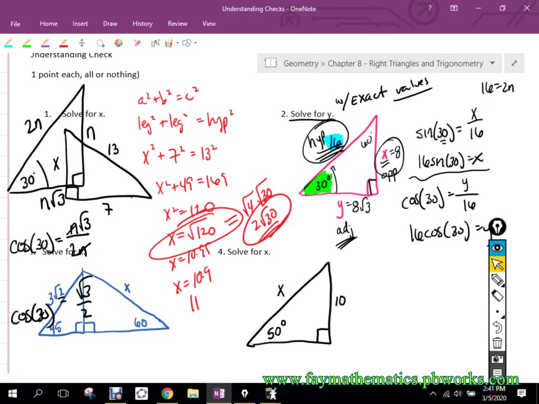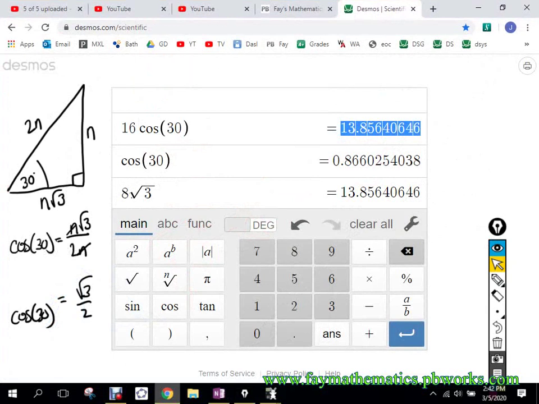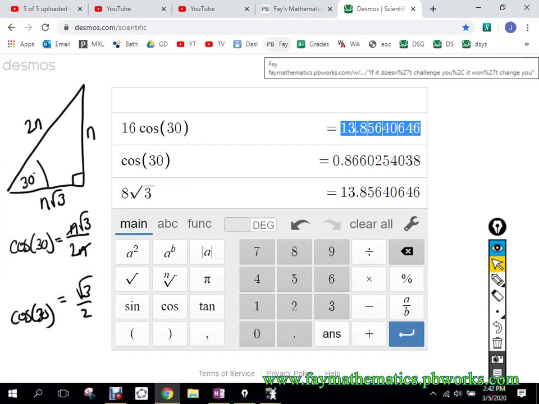When I go to Lowe's, and I tell them, hey, I need 16 cosine 30 feet of lumber. Or I say, hey, I need 8 radical 3 feet of lumber. The person working at Lowe's is probably going to tell me to go to Menards. Because they don't want to deal with me. Does that make sense? Because those aren't numbers you go to Lowe's with, right? I'm going to change that. I'm going to say, hey, I need 14 feet of lumber, right? I'm going to round that. But let's think about this.